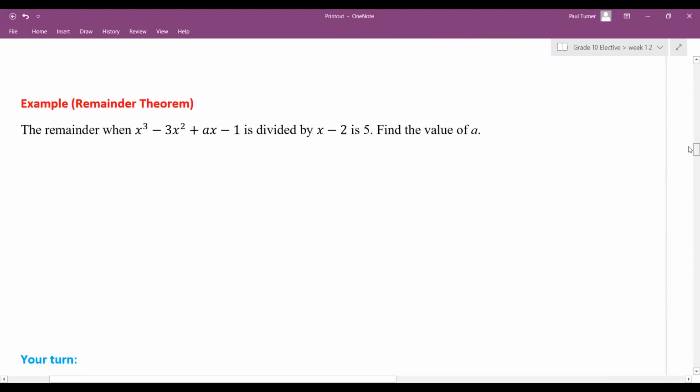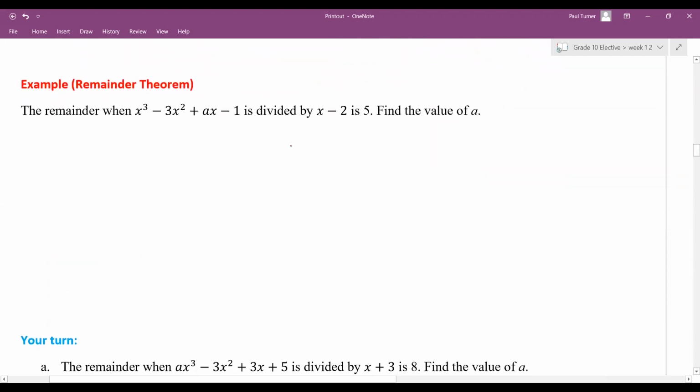Next section is when you get something that's a little bit wordy. We've got a cubic polynomial here. You've got one unknown, a, and this is what you need to find. You have one unknown, and you have one piece of information. If you have 2 unknowns, you're going to need 2 bits of information. Otherwise, you won't be able to find your unknowns. You'll see that on the second one, on your turn.